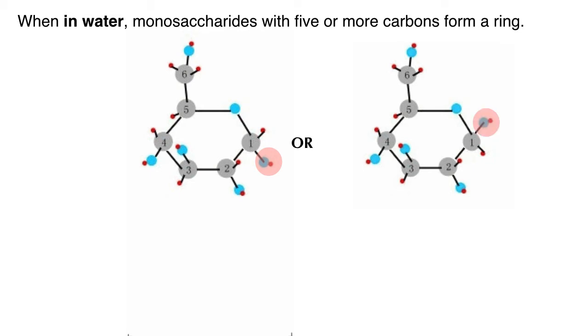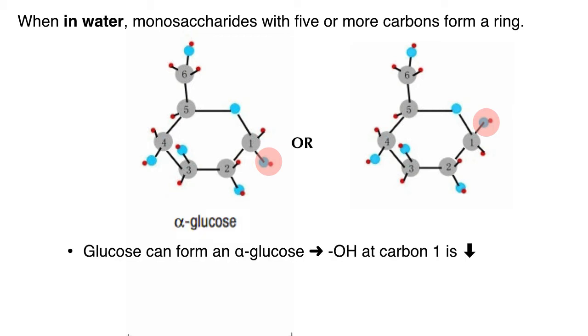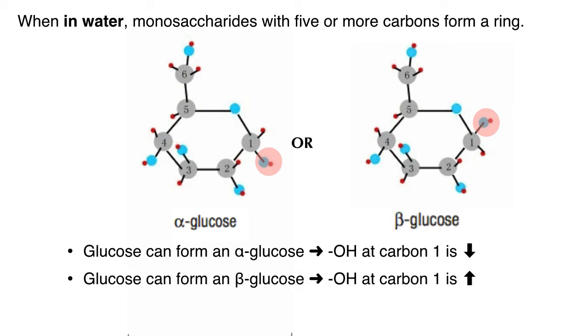We call the glucose molecule with the hydroxyl group below the carbon number 1 an alpha glucose, and the one with the hydroxyl group above carbon number 1 a beta glucose. And these two forms of glucose are isomers of each other.